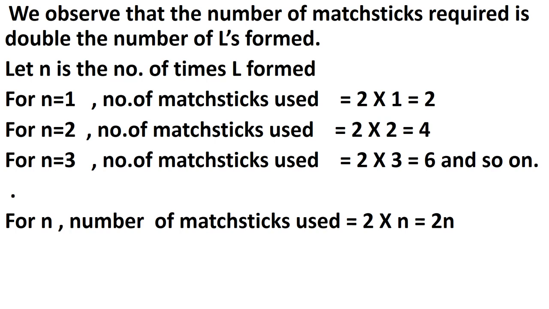We don't know this n. It can be 4, 5, 10, 20, 50, whatever it is. For n, the number of matchsticks used is 2 for 1L, multiplied by the number of times we are making L. Now we are making n number of times, so it is 2 multiplied by n, 2n. It will be more clear to you.